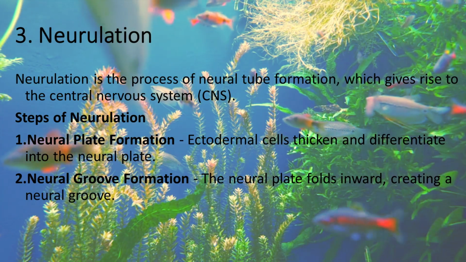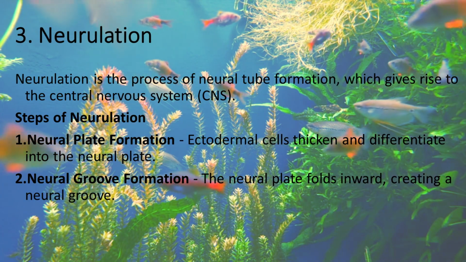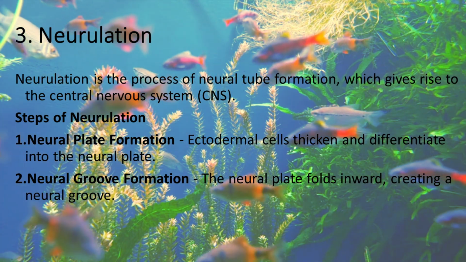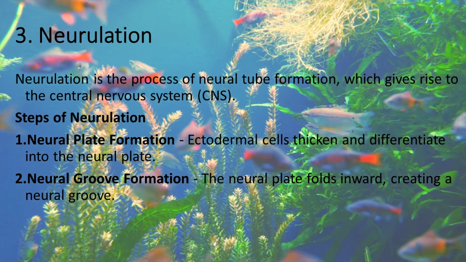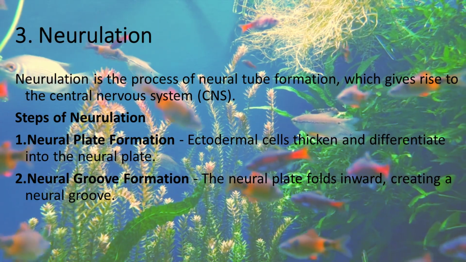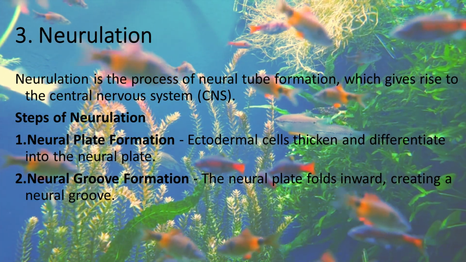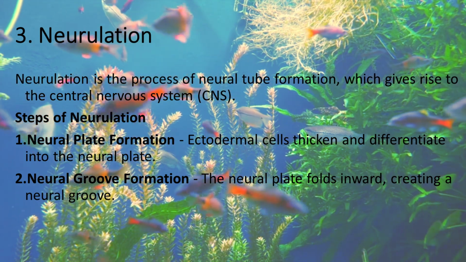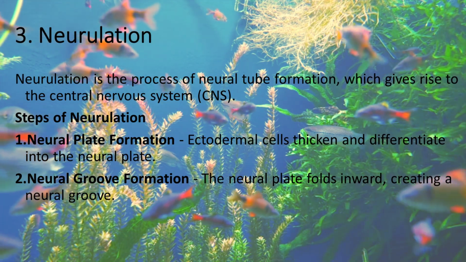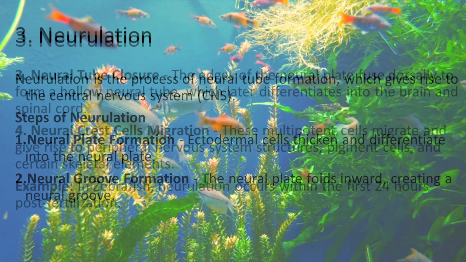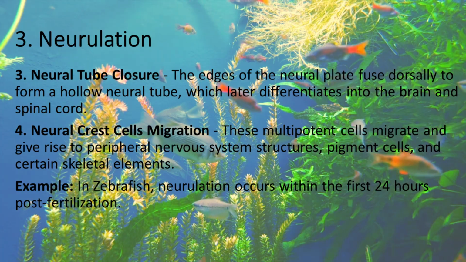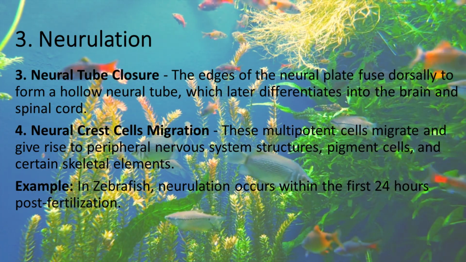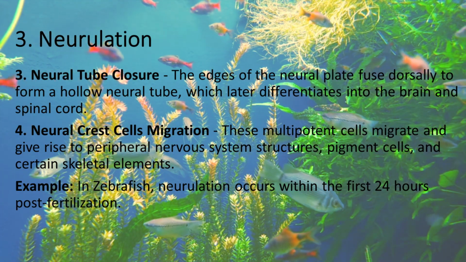3. Neurulation. Neurulation is the process of neural tube formation, which gives rise to the central nervous system, CNS. Steps of neurulation. Neural plate formation. Ectodermal cells thicken and differentiate into the neural plate. Neural groove formation. The neural plate folds inward, creating a neural groove. Neural tube closure. The edges of the neural plate fuse dorsally to form a hollow neural tube, which later differentiates into the brain and spinal cord.